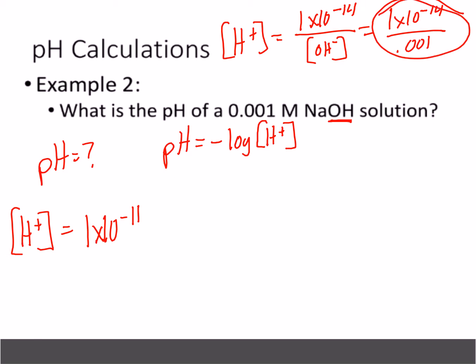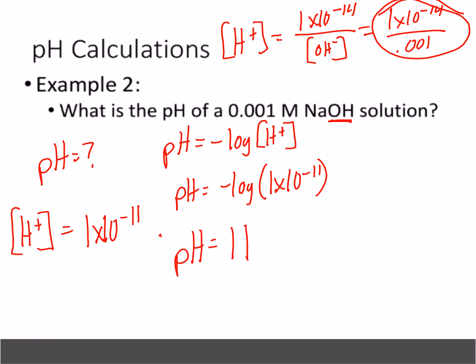Now we're good to go, guys. We have our hydrogen ion concentration. Now it's just plug and chug. pH equals the negative log of 1 times 10 to the minus 11. Go ahead and do that. Well, hey, we got a perfect 1 out in front. What's my pH going to be? 11. pH equals 11. Is that acidic or basic? Basic.